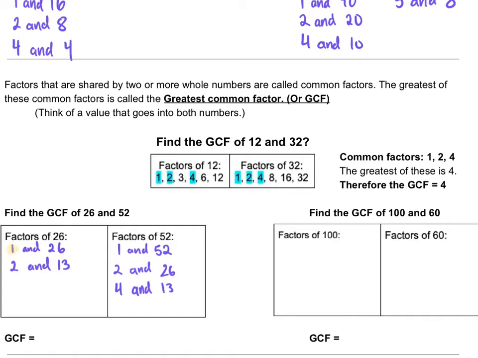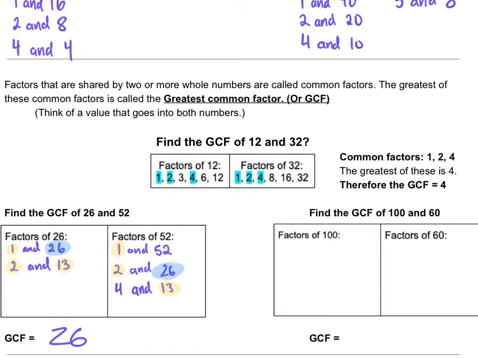1 and 1, 2 and 2, 13 and 13, and then 26 and 26. All right, so those are all of our factors, but for the GCF, we want the biggest one, so that one would be 26.